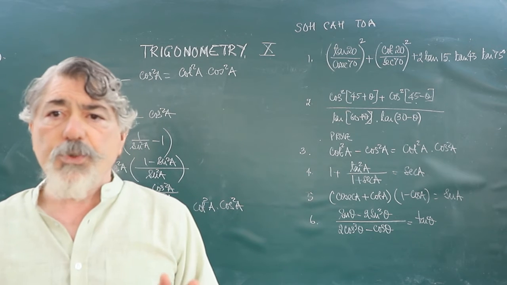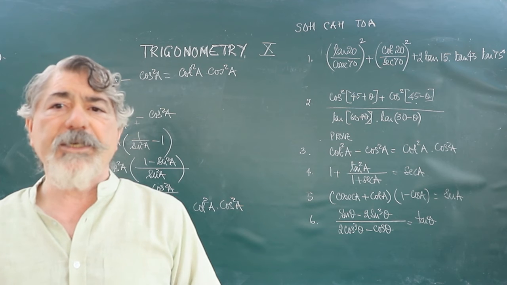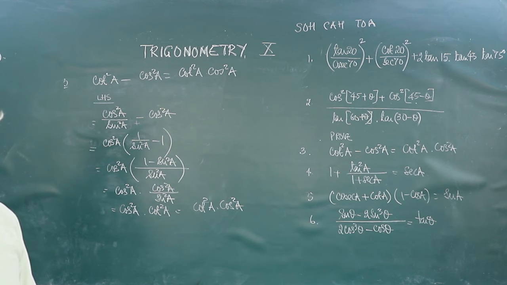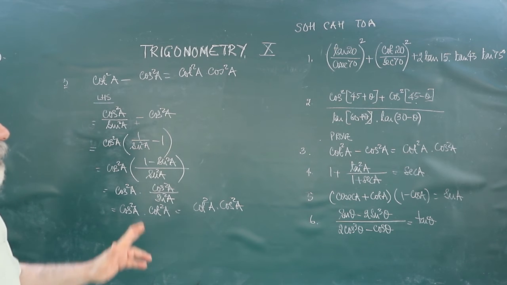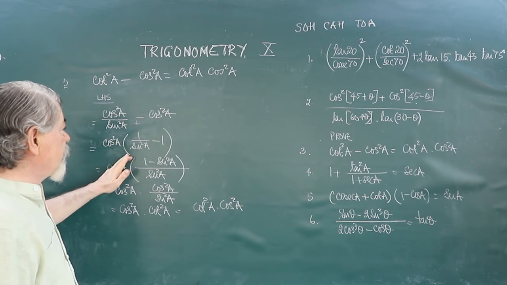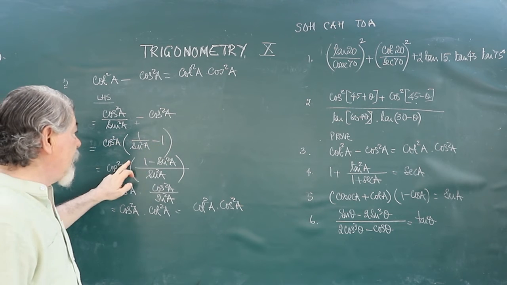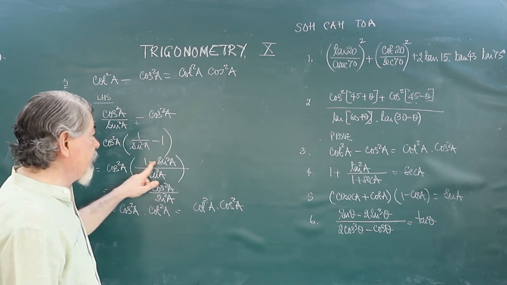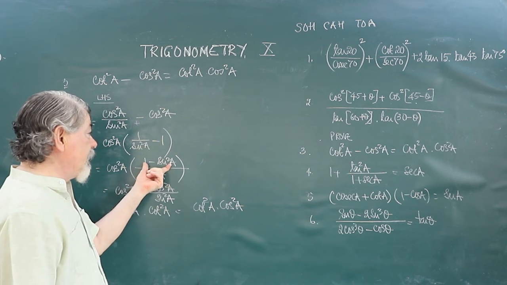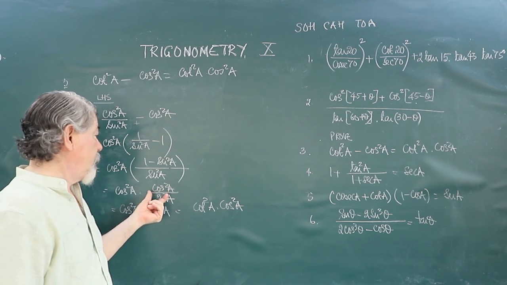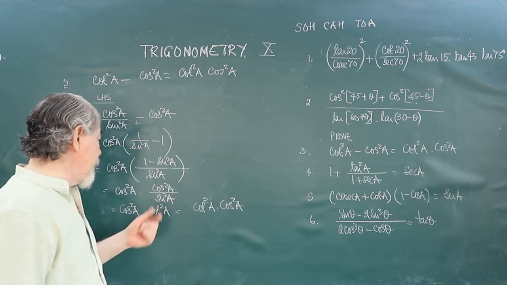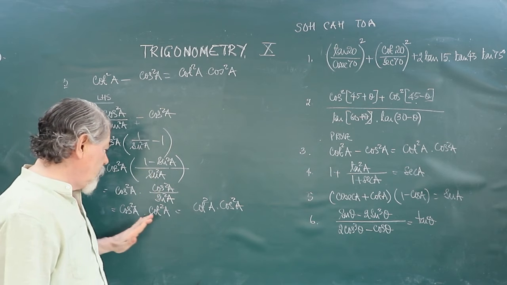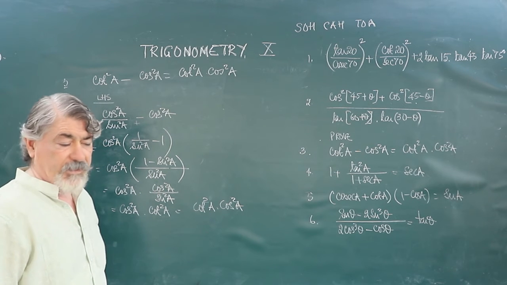Then from the two terms, cos square A was common in the numerator, so I took cos square A as common from the numerator. Cos square A, 1 upon sin square A minus 1 was left. I took sin square A as the LCM. It became 1 minus sin square A. 1 minus sin square A is cos square A. Cos square A upon sin square A. So cos square A into cot square A, or cot square A into cos square A.